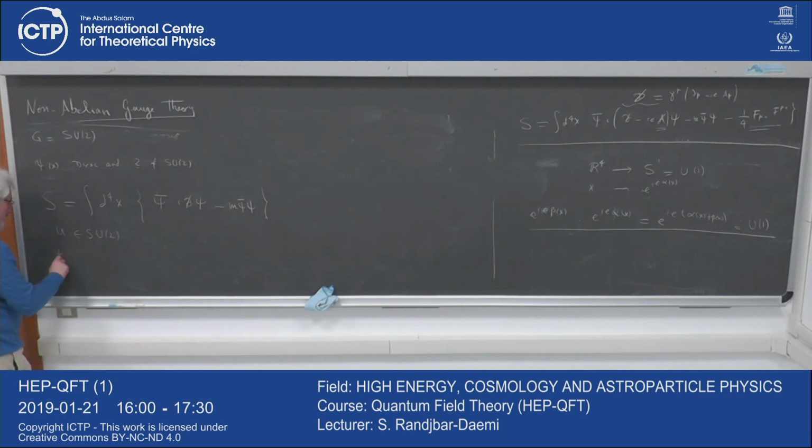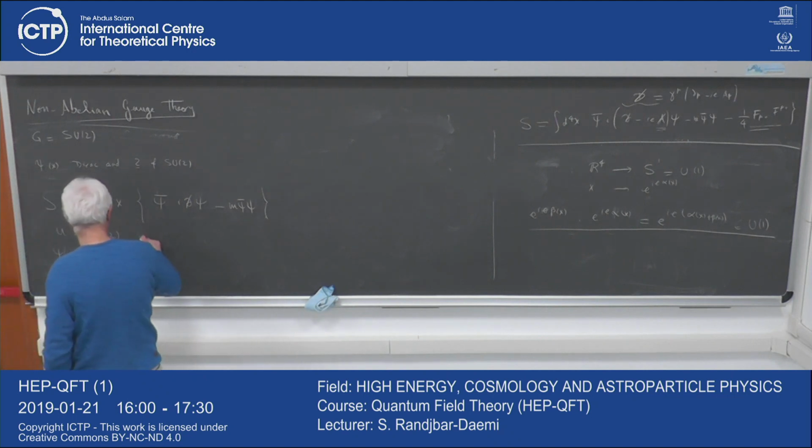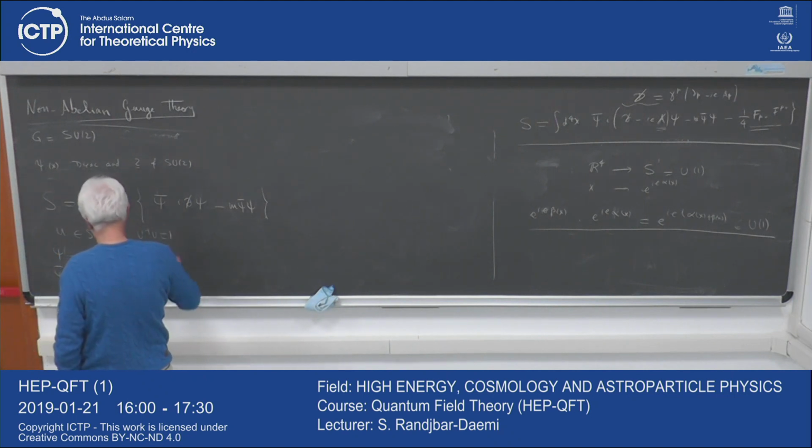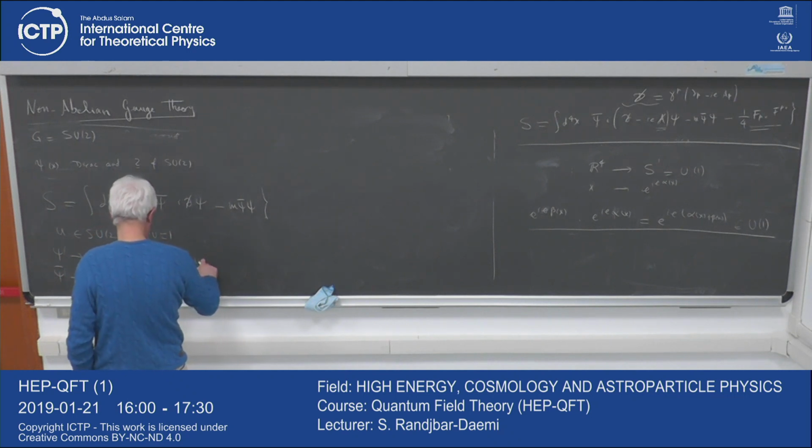So under this, psi is a doublet, and the psi bar involves complex conjugation. Therefore, it goes to psi bar times U dagger. And U being unitary means that U dagger U is 1. Therefore, for example, the mass term remains invariant.